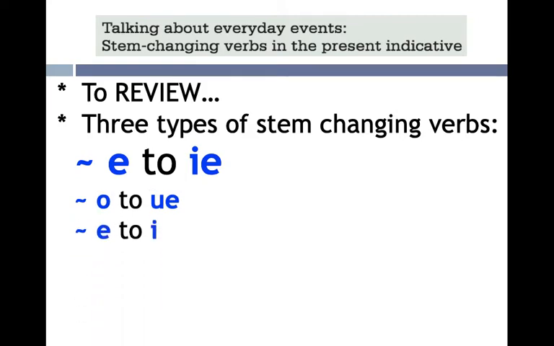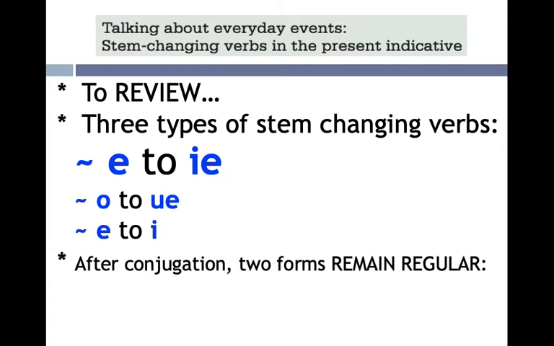Now, we've already worked with some of the O to UE stem changing verbs. For example, poder, yo puedo. Encontrar, tú encuentras. So if you recall those, that O is changing to the UE in the stem. We're now going to move on to the E to IE stem changing verbs, which, by the way, is the most common of the stem changing verbs. There are more of those than any other.